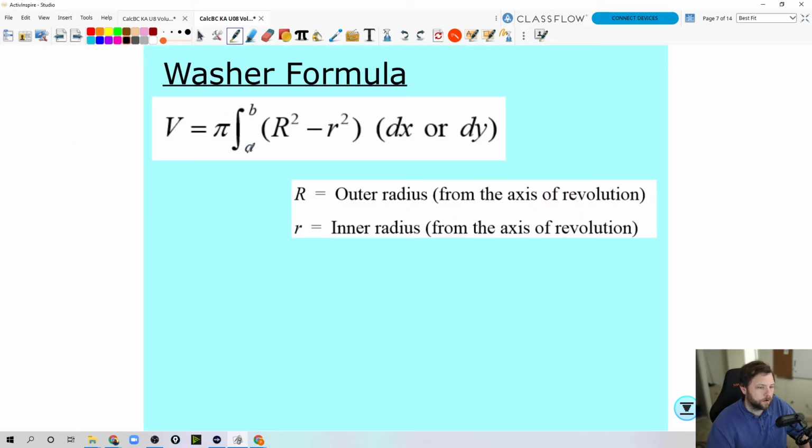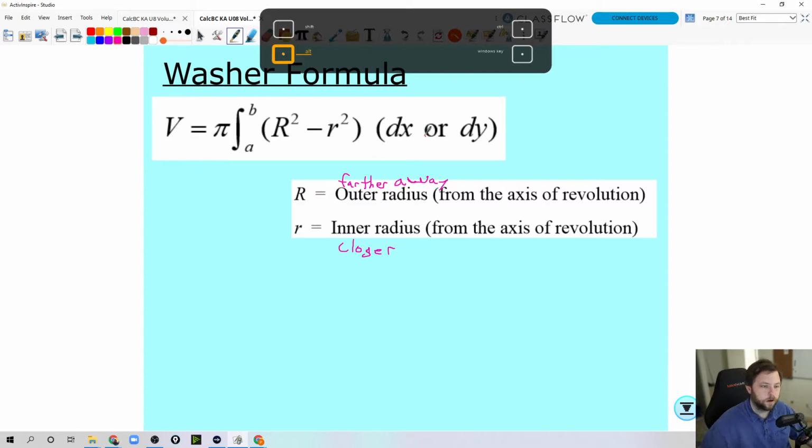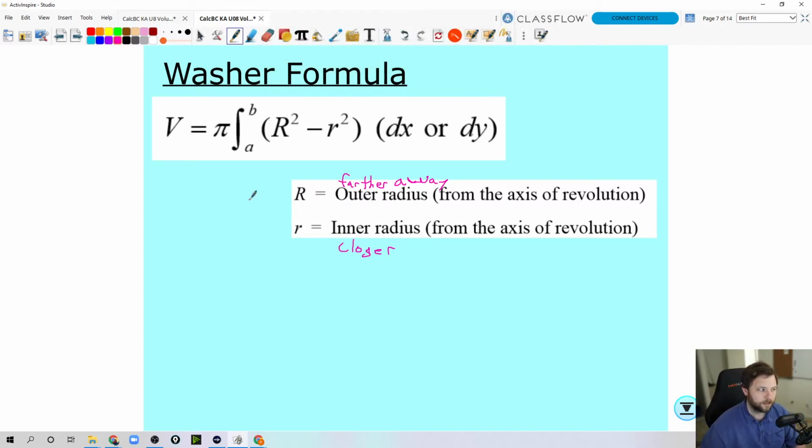Pi times the integral from a to b of big R squared minus little r squared. So big R represents the outer radius and little r represents the inner radius. Another way I like saying this is big R is going to be farther away, and inner r is going to be closer. Thinking about it like that, farther away, inner radius is closer. So it's not necessarily going to be top minus bottom. Got to watch out for that.